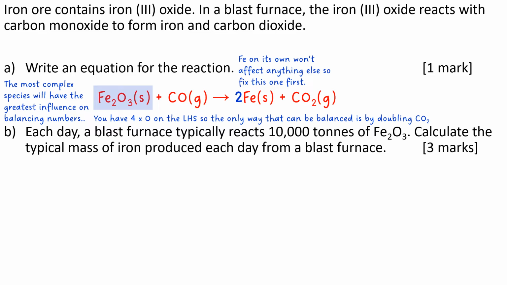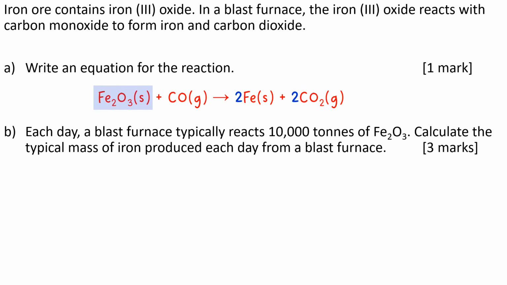So looking at the oxygens, you have 4 oxygens on the left-hand side. The only way to fix that problem is by doubling the carbon dioxide on the right. So we solve one problem and unfortunately introduce another. The carbons now don't balance. We need to think about how to deal with this. I would suggest probably leave this alone, firstly because it doesn't contain carbon in it, and secondly because, like we said, it's got the largest influence elsewhere in the equation.